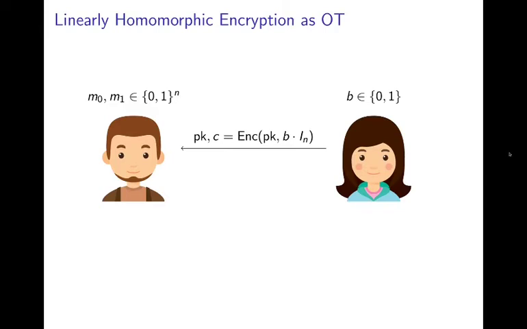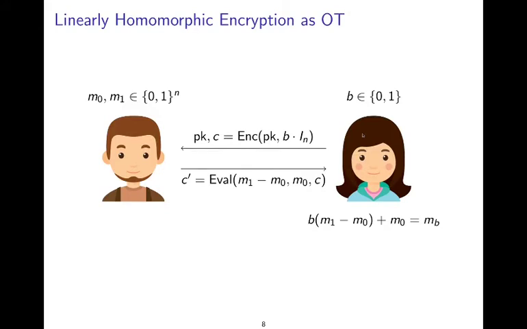The receiver simply multiplies its choice bit B by an identity matrix of size n and then encrypts it inside of the linearly homomorphic encryption scheme. It sends the ciphertext together with the public key to the sender. The sender then evaluates a function which multiplies m1 minus m0 by b and adds m0. This is evaluated on the ciphertext and yields a new ciphertext C prime. This new ciphertext C prime is then sent to the receiver, who can simply decrypt it and retrieve MB.